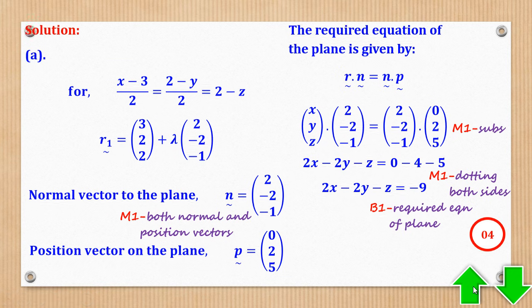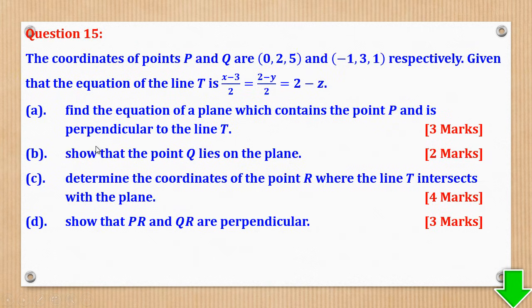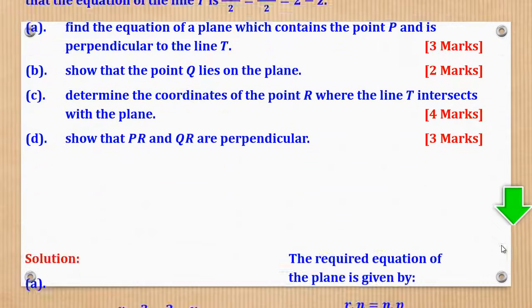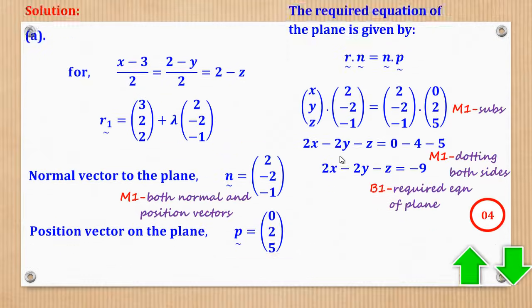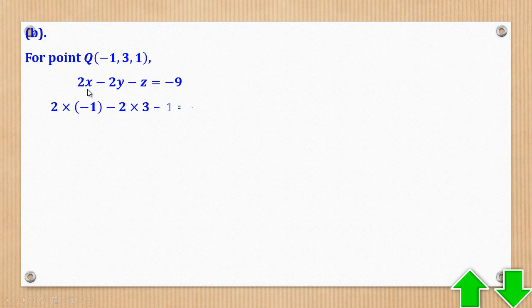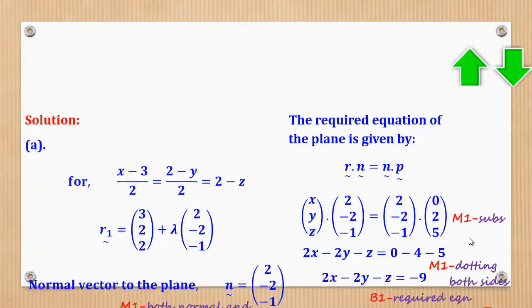That was part A. Part B says, show that the point Q lies on the plane. So you need to get these coordinates and substitute them in the equation of the plane. So when you substitute, we shall come up with this. And it is true because left hand side is equal to right hand side.